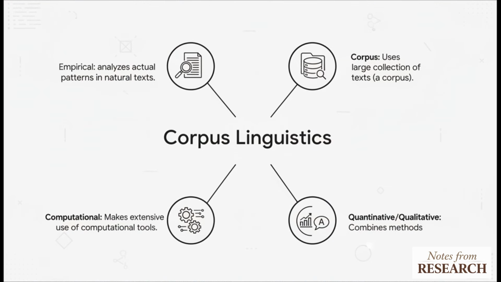Drawing from the work of Berber and his colleagues, the paper defines it by 4 main characteristics. It's empirical, meaning it looks at how language is actually used in the real world. It uses a corpus, that's a huge, organized collection of texts. It's heavily computational, relying on software to find patterns you'd never see by hand. And finally, it combines quantitative data, like word frequencies, with qualitative, human interpretation. This is the bedrock of the entire approach.